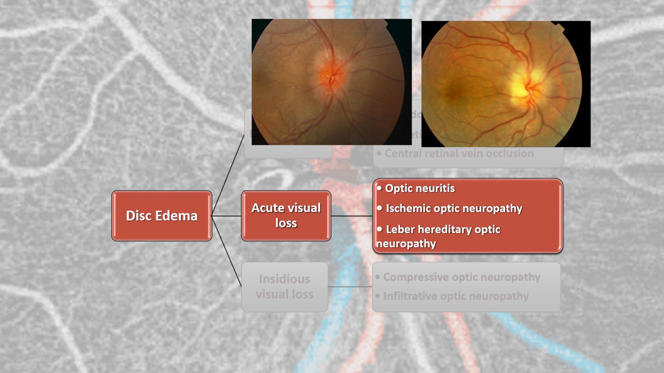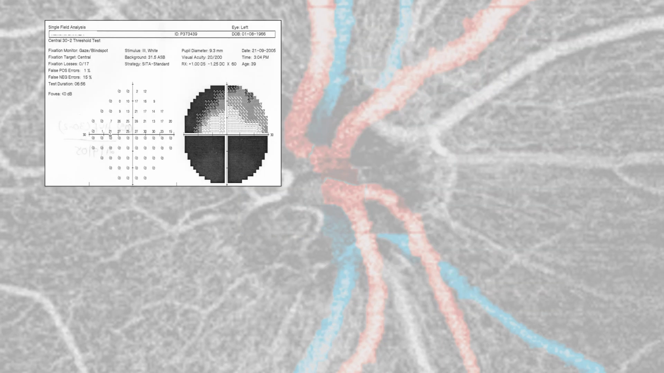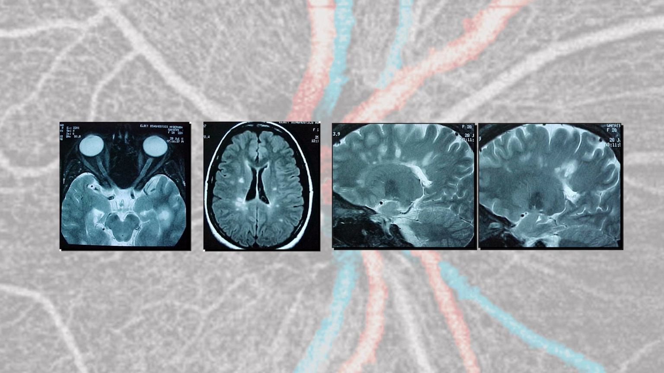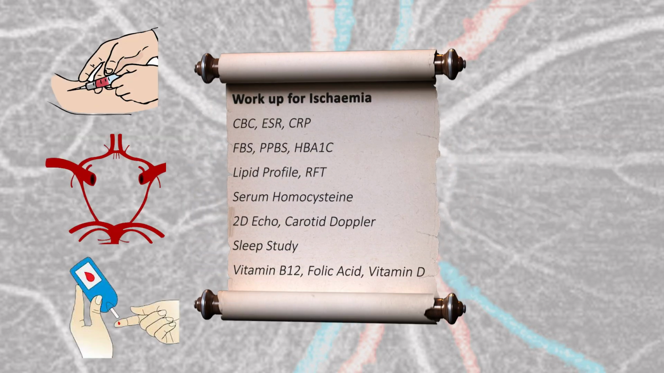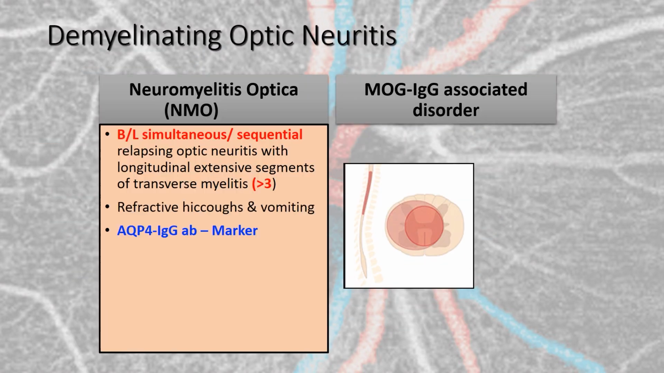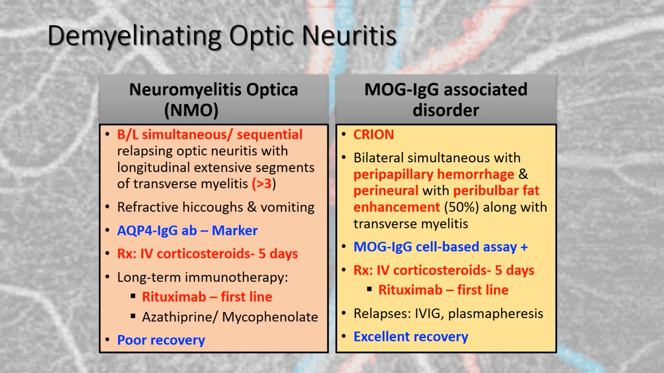Differentiating between the two is a must. While a visual field assessment in AION is commonly altitudinal, imaging of the brain shows a contrast enhancement of the optic nerve and periventricular opacity in multiple sclerosis. Additional systemic workup to rule out ischemic risk factors is a must. Other causes of demyelination could be neuromyelitis optica or MOG-associated disease, called MOGAD.